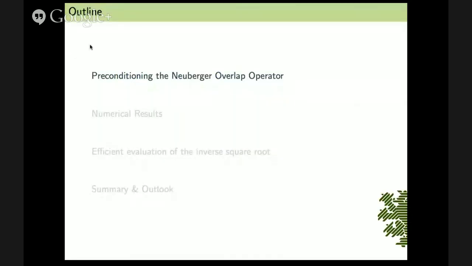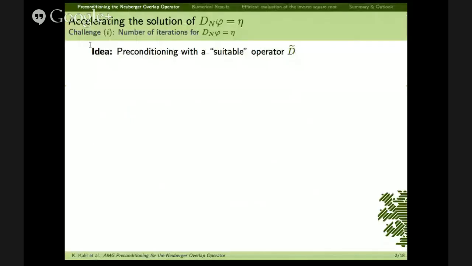And of course, the first challenge is: what do you do if your Krylov subspace method needs too many iterations? Well, you think about preconditioning. I mean, what else can you do? What people have done so far is, in some sense, always just use deflation. Deflation is what people have done so far in Neuberger overlap calculations, because it's not completely clear what a good preconditioner is, but hopefully I can motivate why we think we have found a very good preconditioner and why it's fairly simple which one to use.